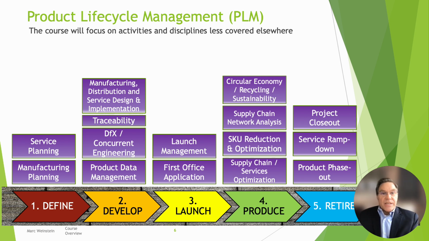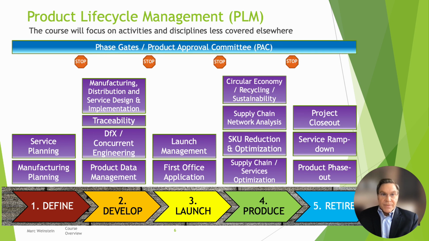In addition to these activities, we'll also explore the concept of phase gates and the product approval committee. These can be used to provide further discipline around the application of the life cycle, ensuring that activities are completed when intended. Phase gates and the PAC can also help align management and all the organizations to ensure that the team is proceeding in lockstep and ensures management buy-in to all your product plans and status.